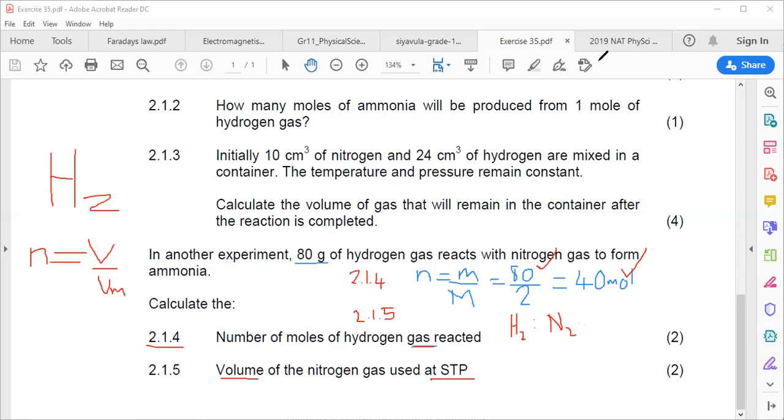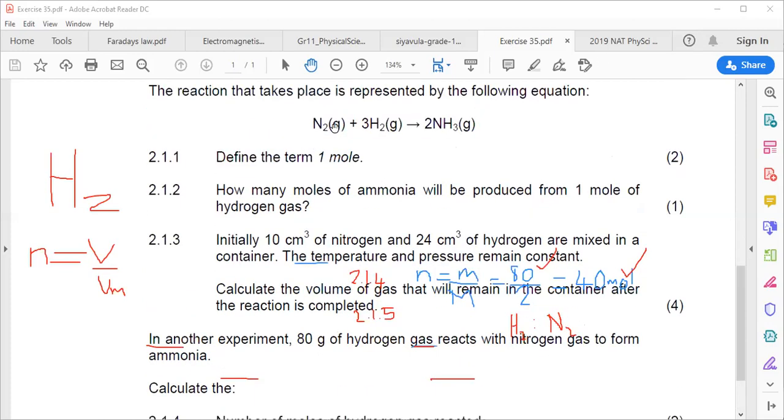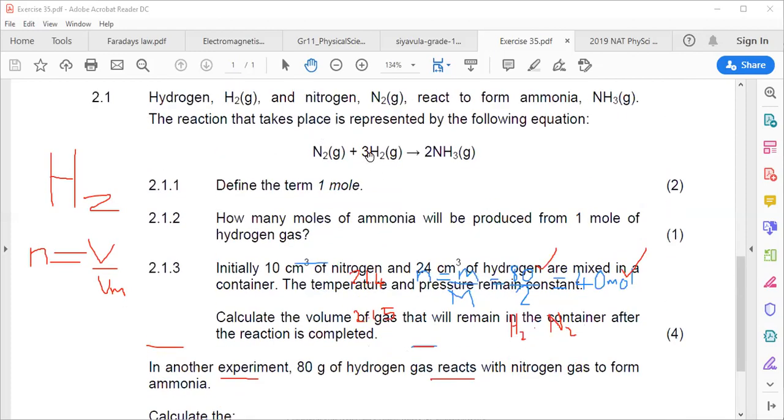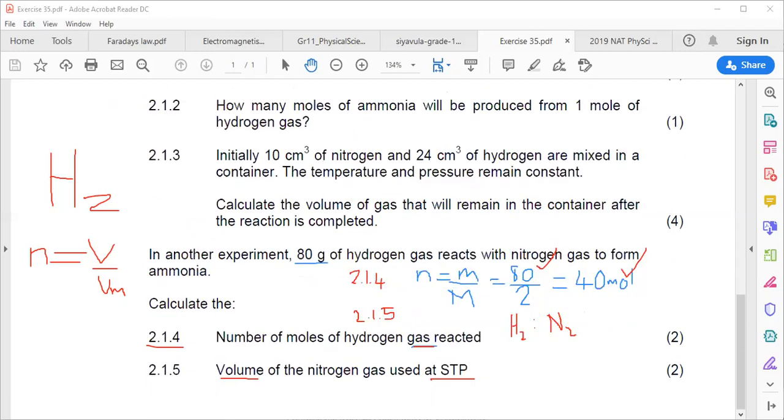All right, I go to my balanced equation and check. Hydrogen is to nitrogen. What is the ratio? 3:1. Am I right? No. Hydrogen is how much? 3. I have hydrogen. I'm looking for nitrogen. So it's 3:1. I don't have nitrogen. So I start with the one that I have. 3 is to what I don't have, which is nitrogen. Then after that, your ratio is going to be 3:1.